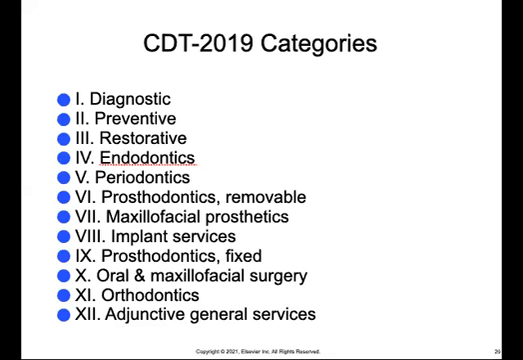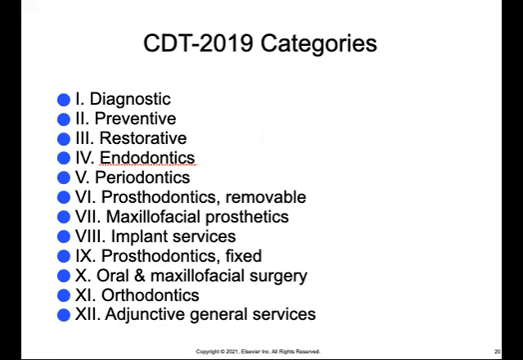So here is a list of the 12 different CDT categories that codes can be listed under. They start with diagnostic, they include preventative, restorative, endo, perio, prosthodontics, and they go all the way down to adjunctive general services, which might be used like things that include things like fluoride or whitening paste or any adjunctive general services, almost like a junk drawer of services.